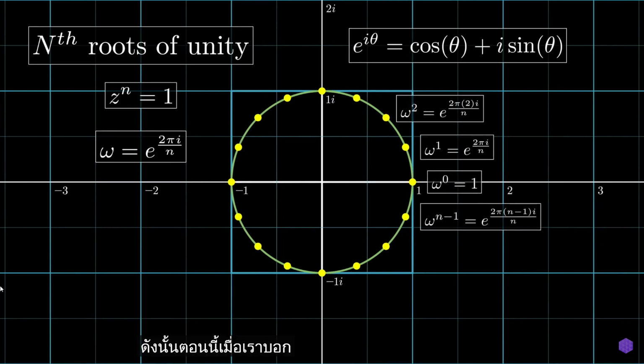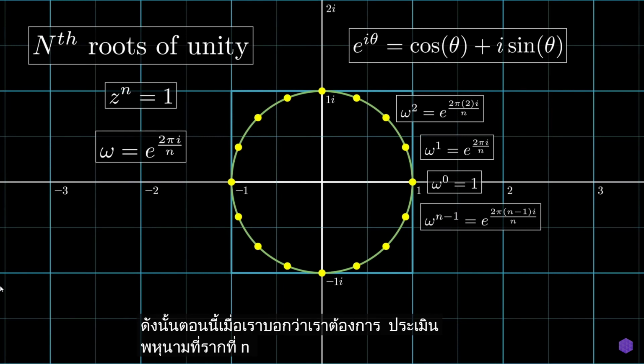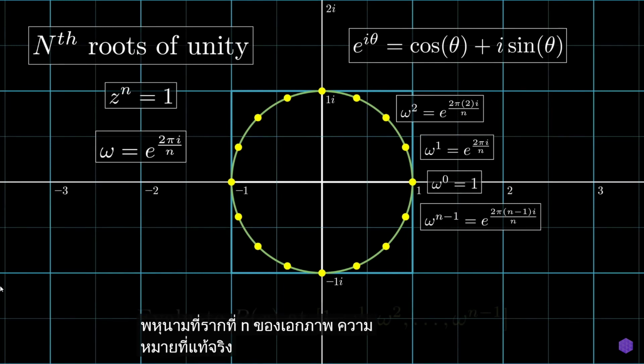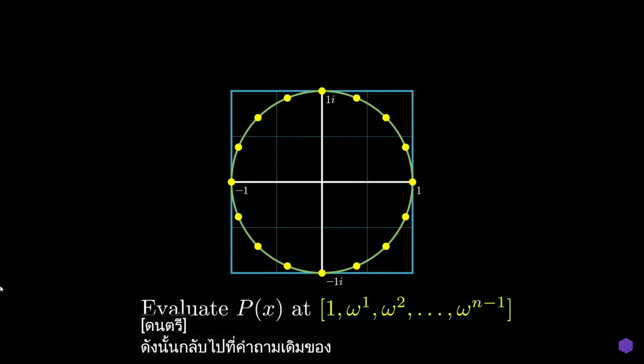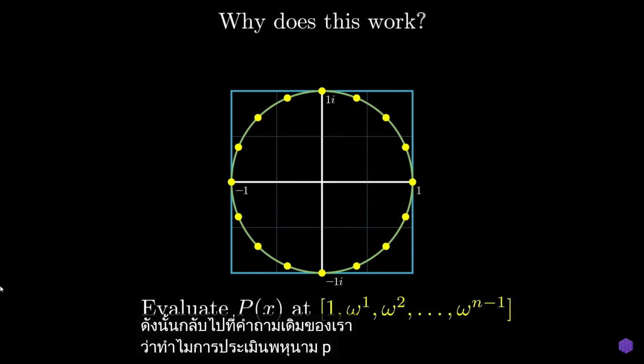So now, when we say we want to evaluate a polynomial at the nth roots of unity, what that really means is we want to evaluate it at omega to the power of 0, omega to the power of 1, and so on and so forth until omega to the power of n minus 1. So going back to our original question of why evaluating the polynomial p of x at the nth roots of unity works for our recursive algorithm, there are two key properties at play here.